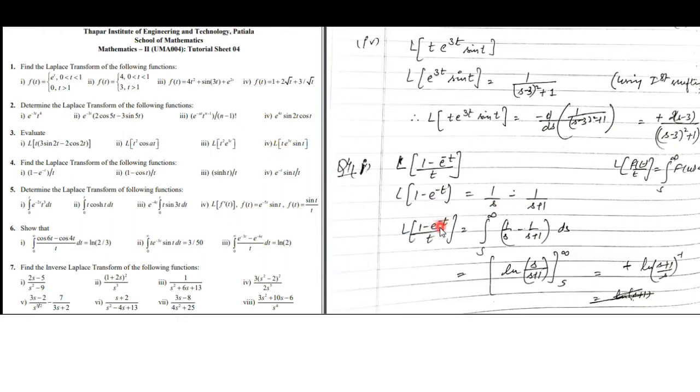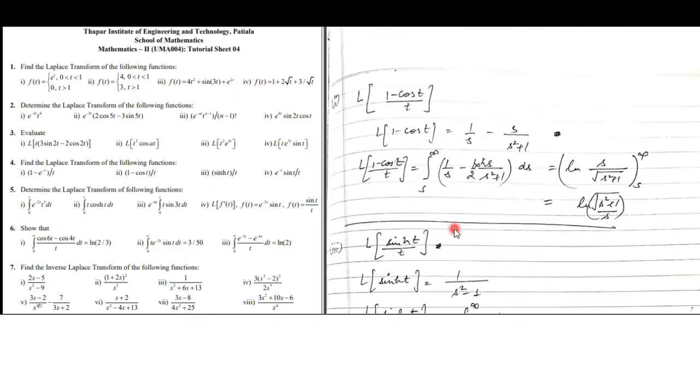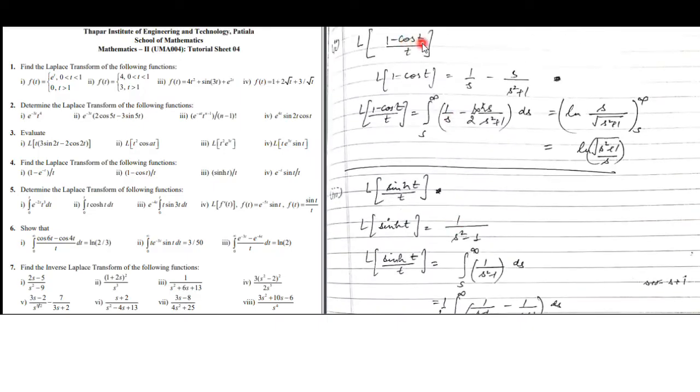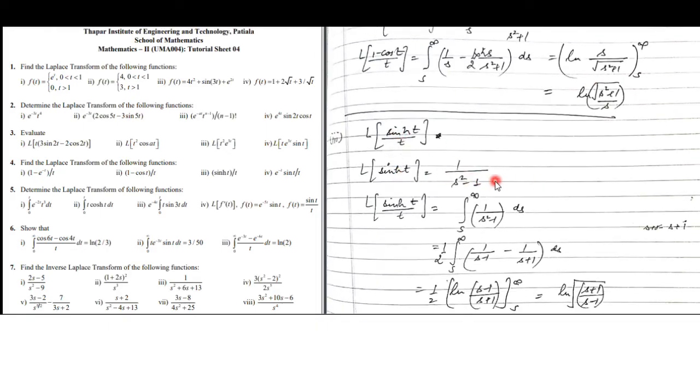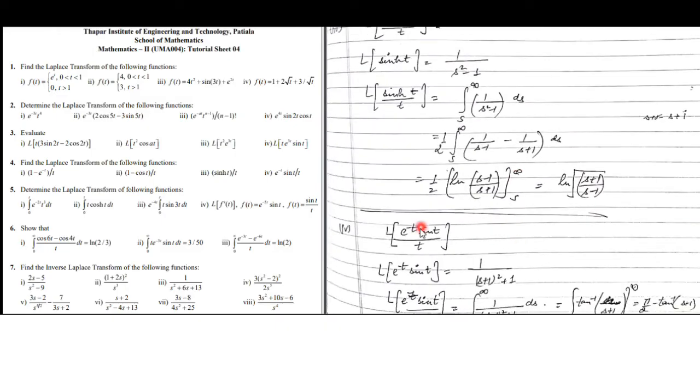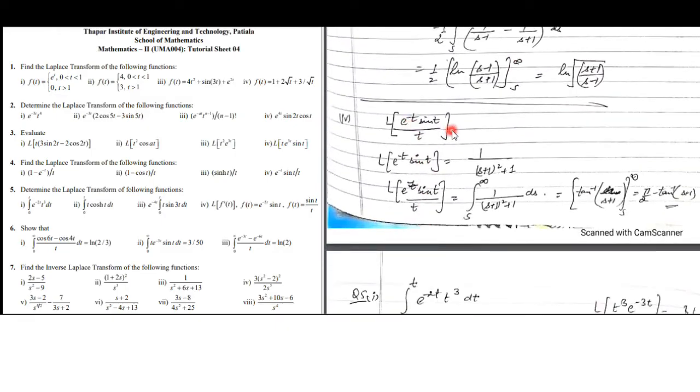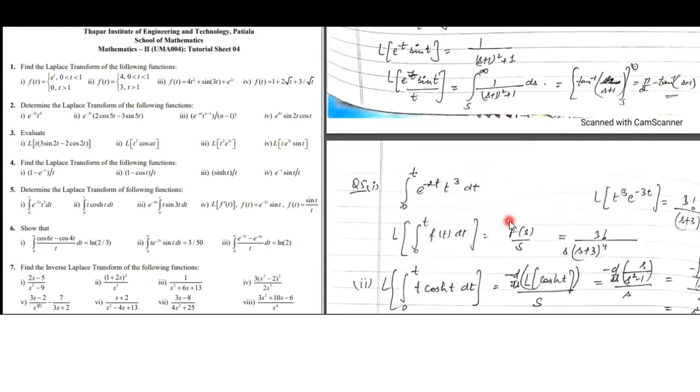Then the Laplace of f(t) by t is the integral. So we use this formula, simplify this, and we get the Laplace of this. Similarly, in the second part, third part and fourth part, here the function is 1 minus cos t, and then use the formula f(t) by t; then sinh t, then use the formula; similarly e to the power minus t sin t. Here we will use the first shifting theorem also, and then we will apply f(t) by t.